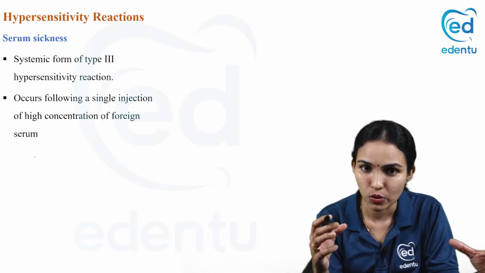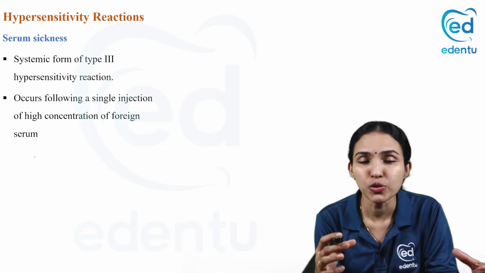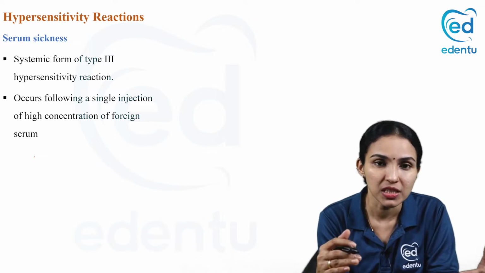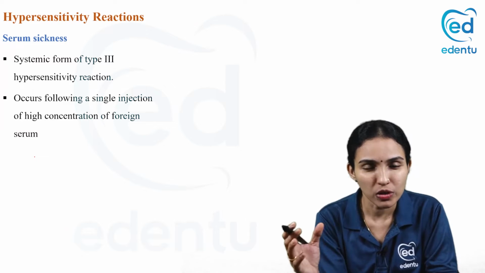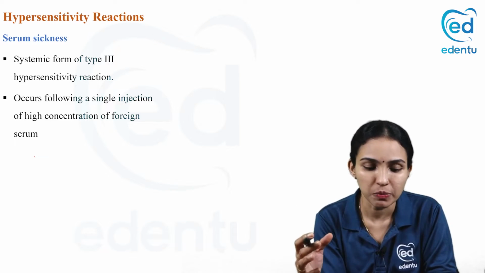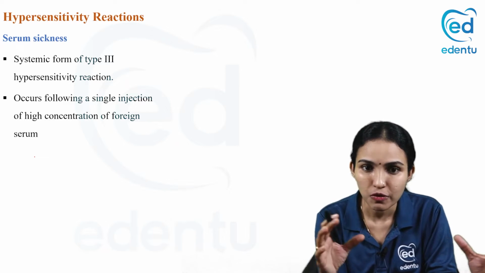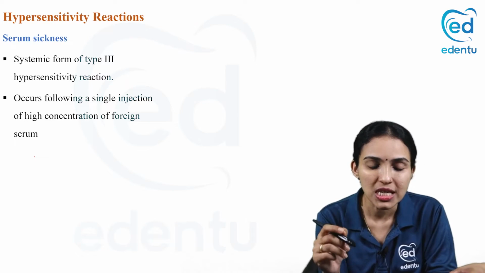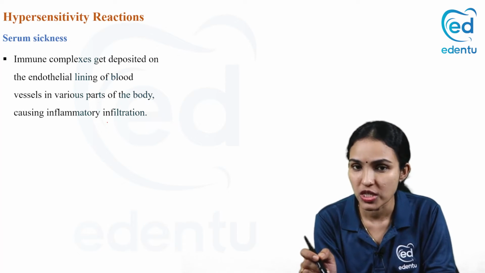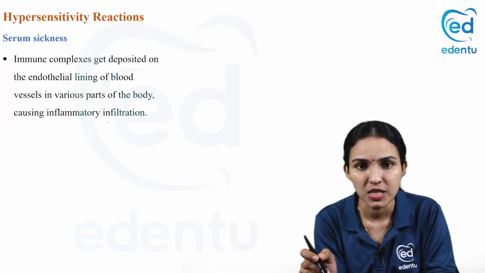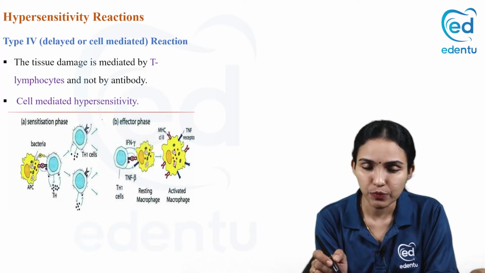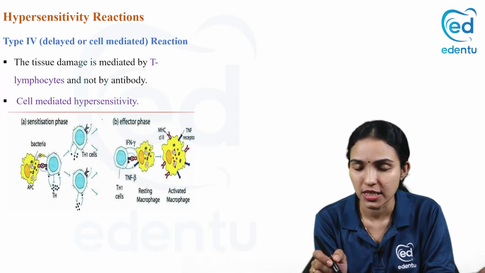If you inject it in a loading dose, it can lead to production of antibodies, and the antibody titer will peak in a week. That can lead to a lot of immune complex formation which gets deposited in multiple tissues, multiple organs. So that will lead to a massive kind of reaction. This follows a single injection of high concentration of foreign serum. They get deposited in the endothelial lining of blood vessels in various parts of the body, causing inflammatory infiltration. So that is about type 3. The examples were Arthus reaction and serum sickness.